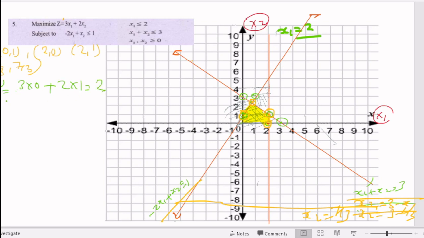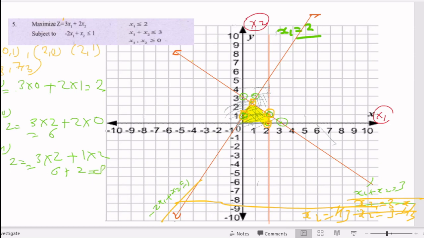So it will be 2. Next point 2, 0 just equal to 3 into 2 into 0, 6. Third one is 2, 1. So 3 into 2, 1 into 6 plus 2, that is 8.